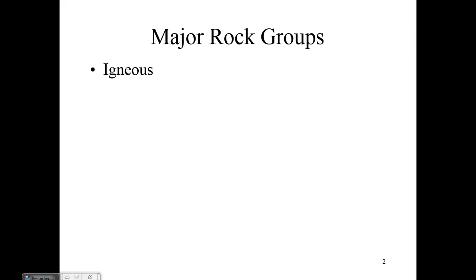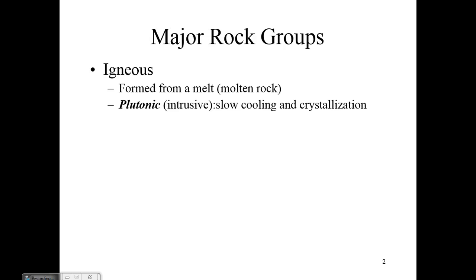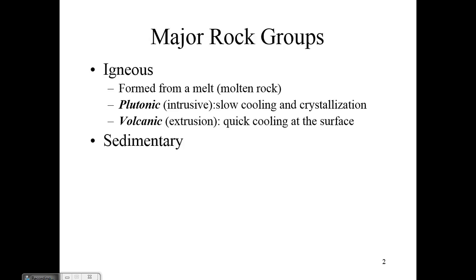So our 3 major rock groups are igneous, metamorphic, and sedimentary. Our igneous rocks come from molten rock from the mantle. They can either be intrusive or extrusive, and we'll talk a little bit more about what that means in a minute. We've got sedimentary rocks.